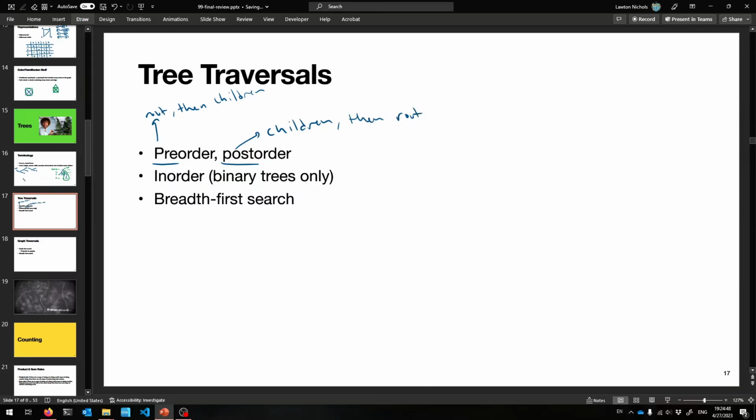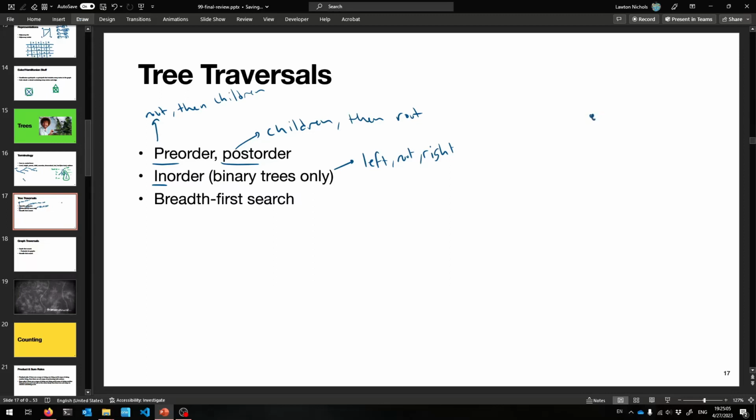And then in-order is left, root, right. It only works for binary trees because there is a concept of left, root, right. And of course, when I say left and right, I mean recursively in-order, left and right. All right, so let's do all that. And then breadth first search is level order from left to right.